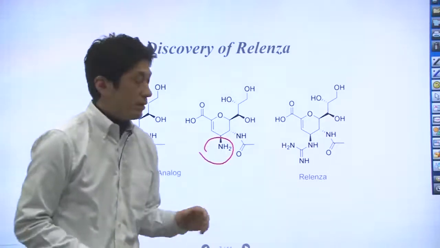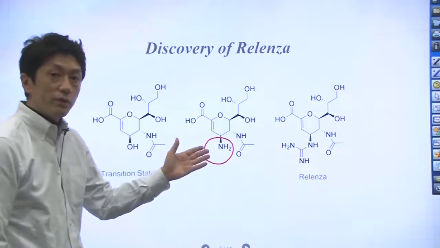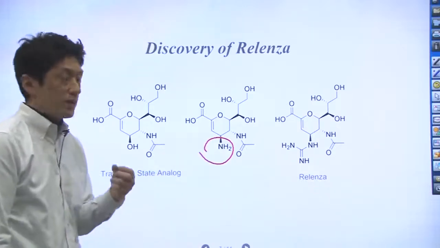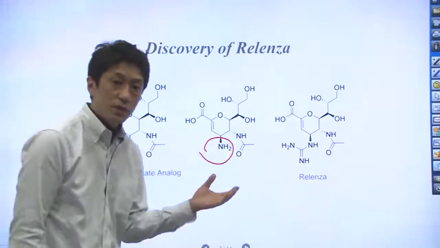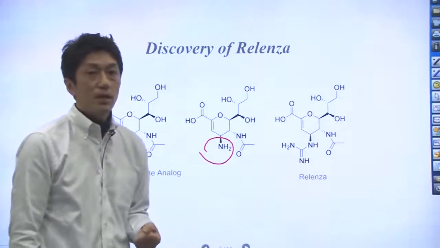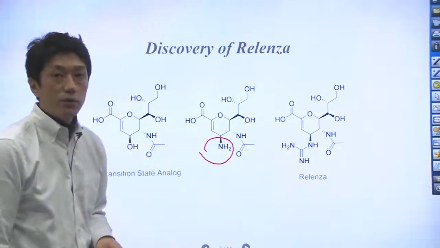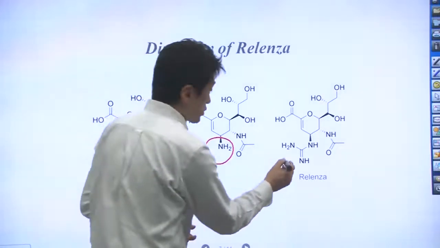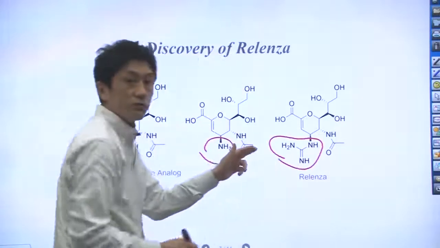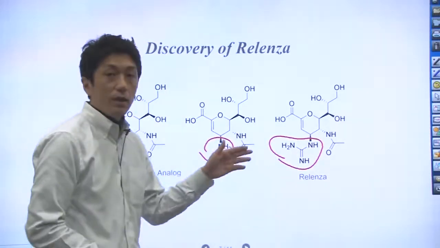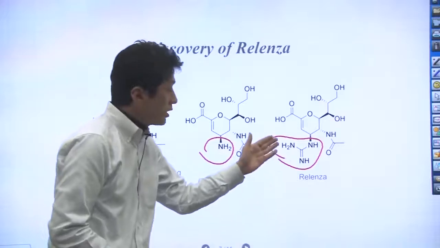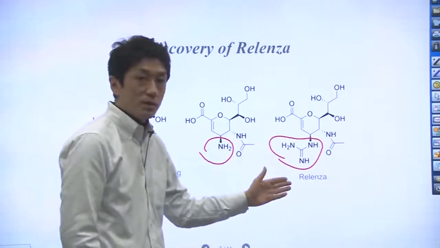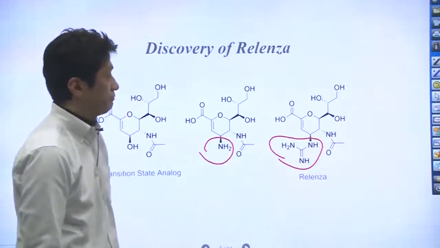More importantly, this molecule had little activity against human neuraminidases, with greater selectivity to influenza neuraminidase. Professor von Itzstein then designed a guanidino version of this molecule and found that this molecule was even better. This is how Relenza was discovered.